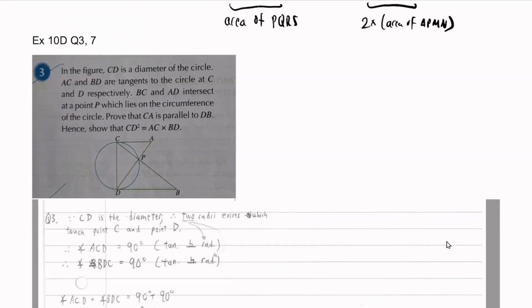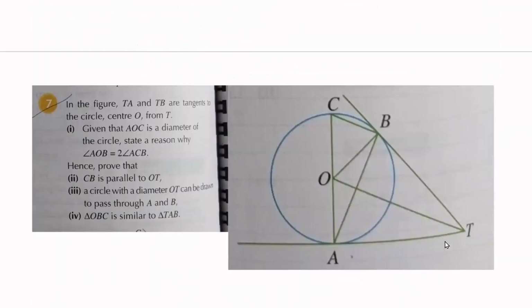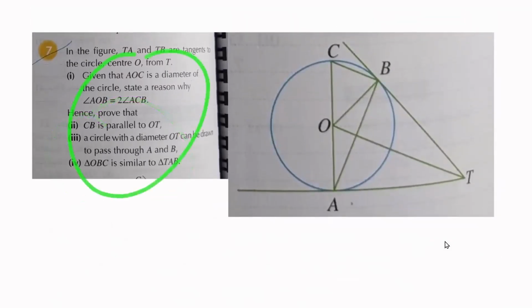Okay, for question 7, I see how much time I have. I may not go through. I'll just go through question 3. Then you can try question 7 on your own. The solution is attached. Because question 7 has 4 parts. The solution is here.